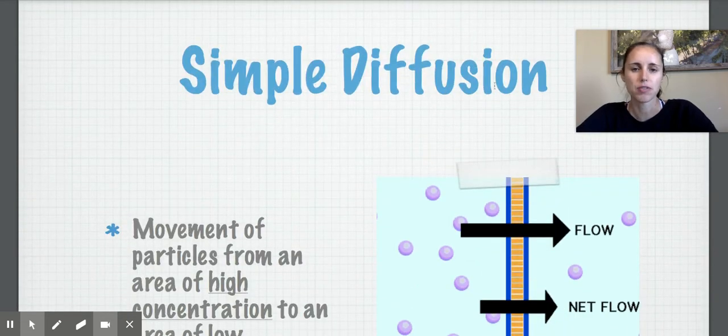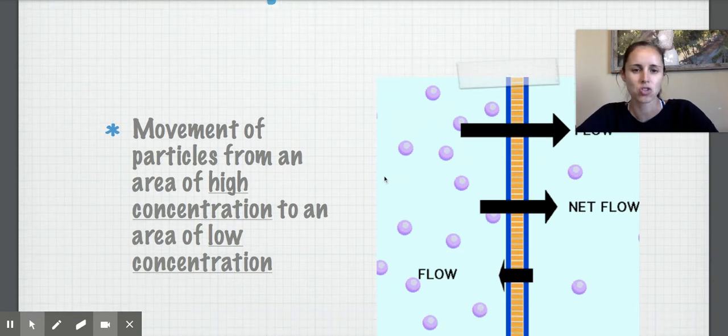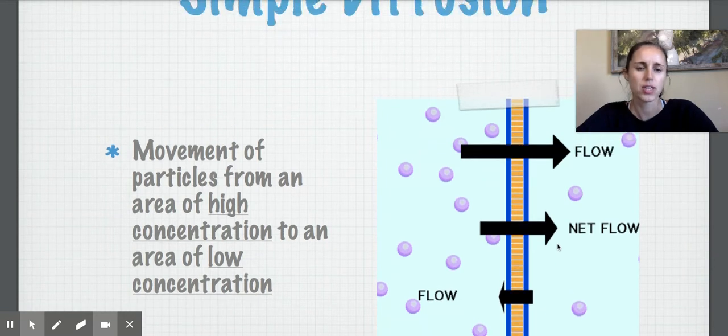Let's start with simple diffusion first. It's the easiest to understand. Here, all that's happening is particles are moving from an area of high concentration to an area of low concentration. So you have a high concentration of particles here. You have a low concentration of particles here. So the idea is that particles are going to be flowing across this membrane.